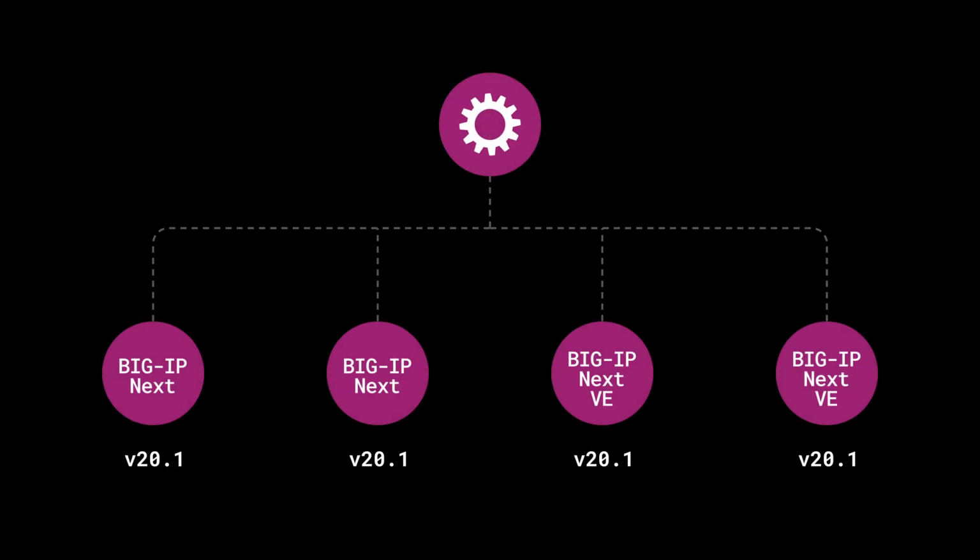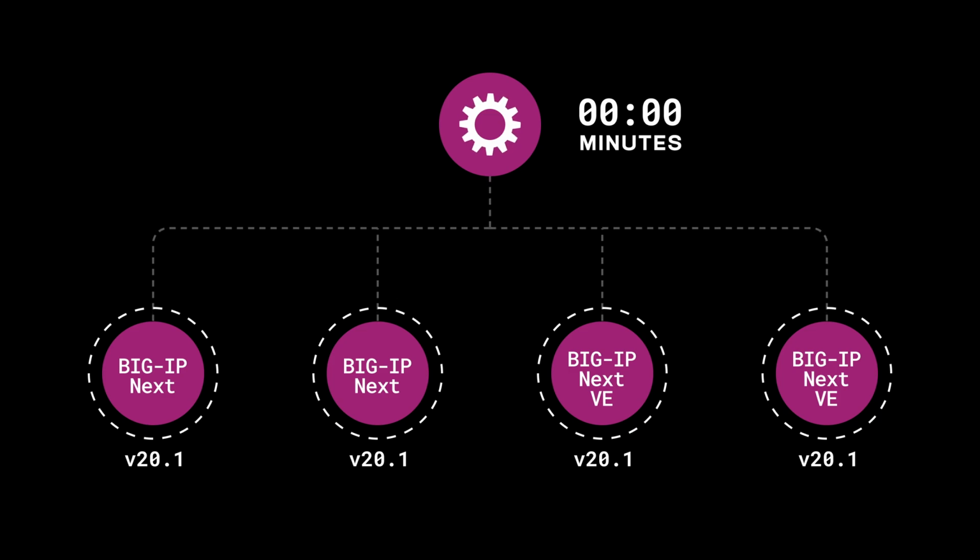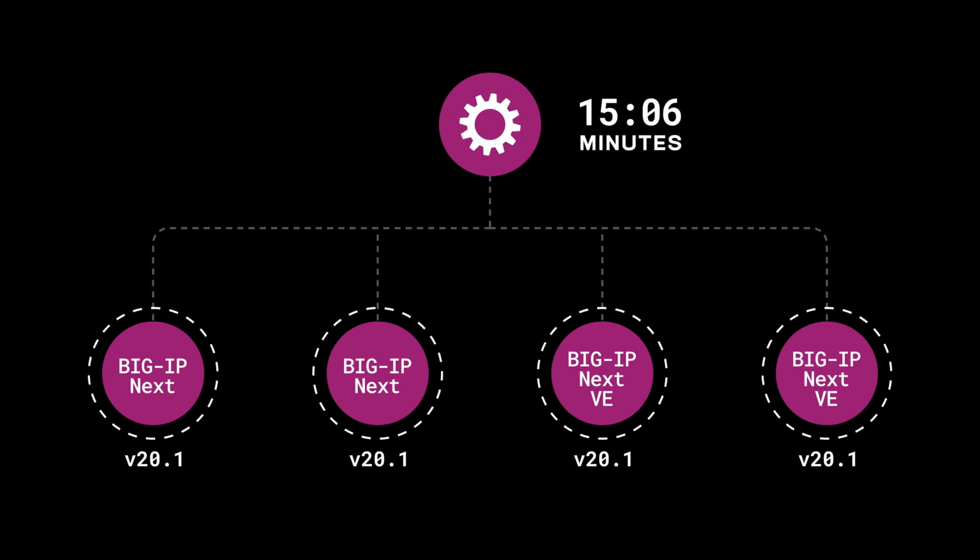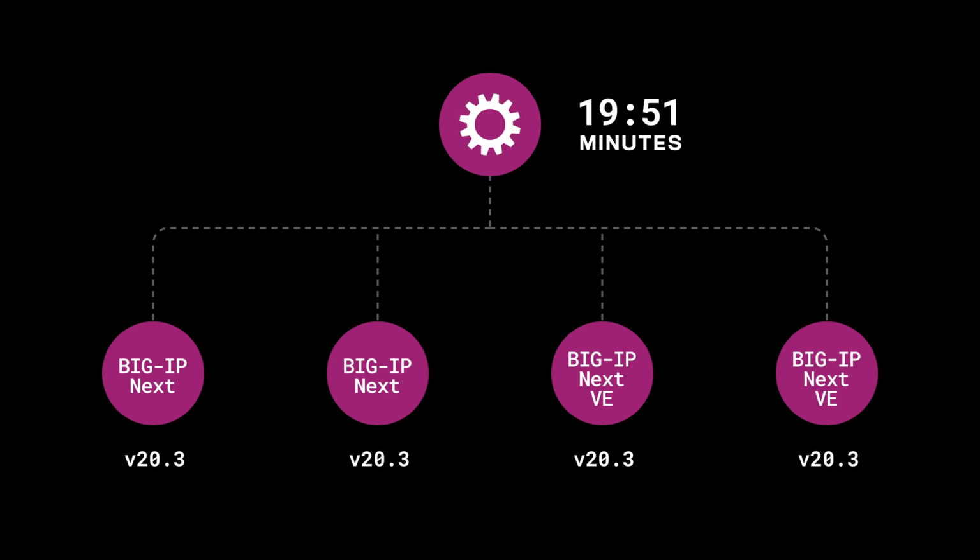Software upgrades are also now faster and easier than ever before, with major upgrades to BigIP Next clusters taking less than 20 minutes from start to finish, which all but eliminates the need for lengthy maintenance windows and application downtime.